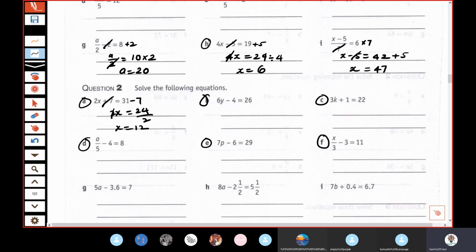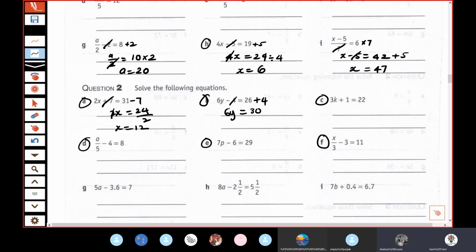Andrea, let's do the next one. 6y take away 4 equals 26. Again, what's your first step? Don't you plus 26 and 4? Good job. 26 plus 4 becomes 30. Here you're still left with 6y.